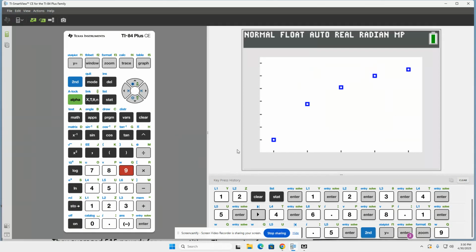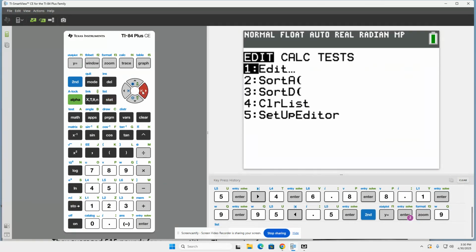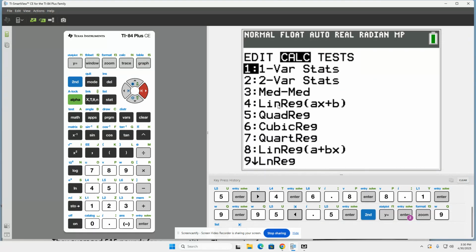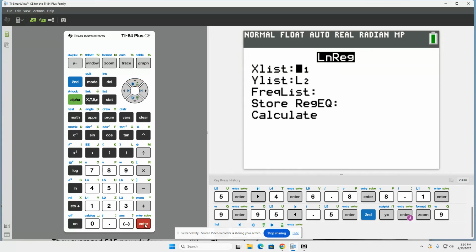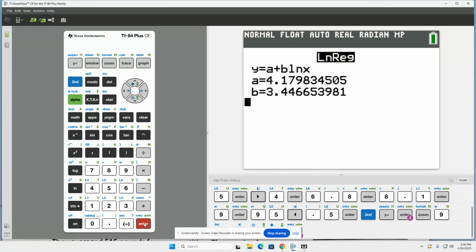So let's go back and let's run a regression. So we're going to go to stat, scroll over here to calculate, and there's our linear, there's our quad, there's our logarithm, and then of course there is one more, and it's right here, exponential. So we're going to run a logarithmic ln reg. So I push enter a few times, and then it writes my equation for me.